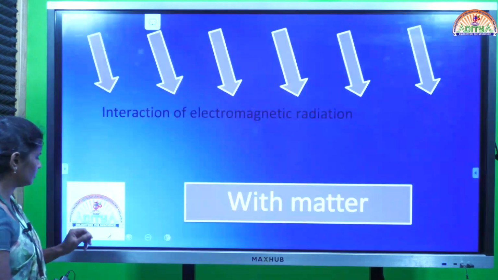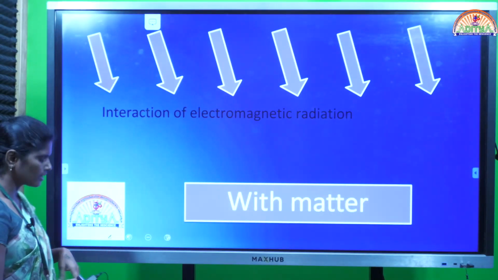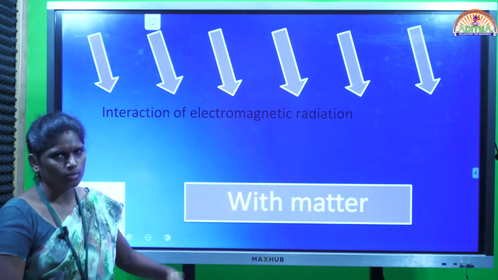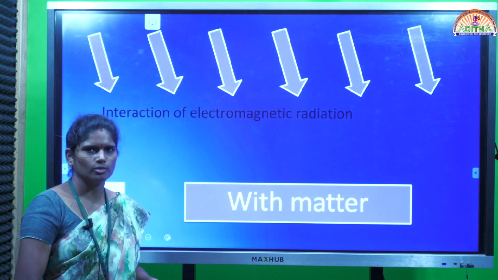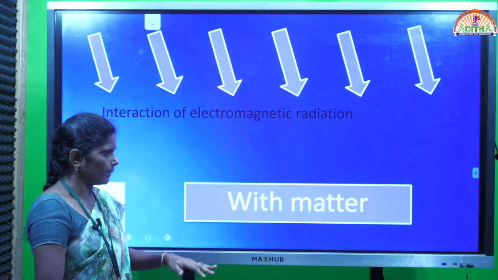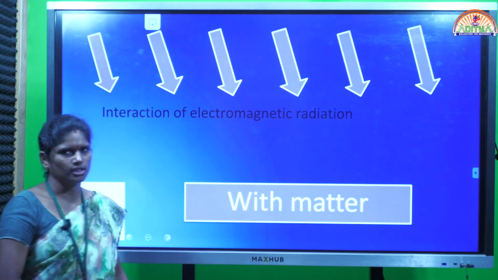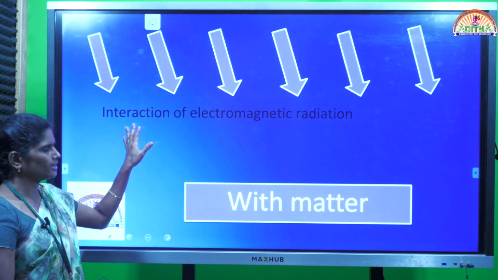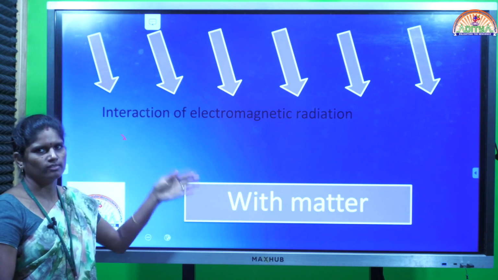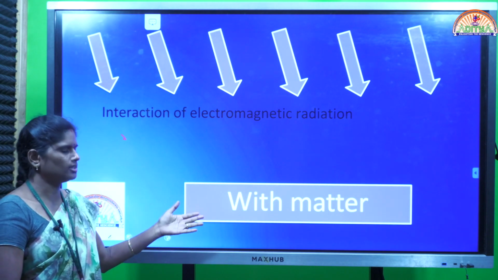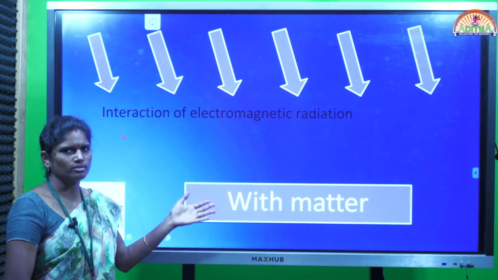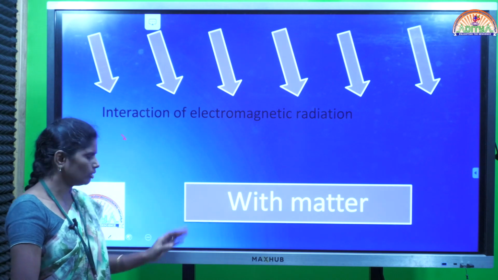And as we are discussing, spectroscopy is mainly the study of interaction of matter with electromagnetic radiation. So what happens when such electromagnetic radiation interacts with matter, which will be either in the form of molecules or atoms or ions.